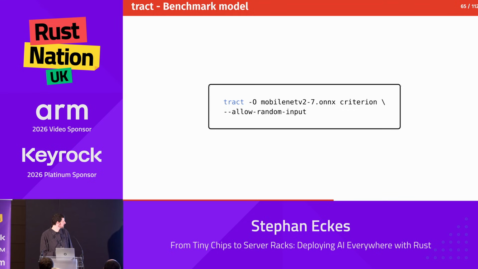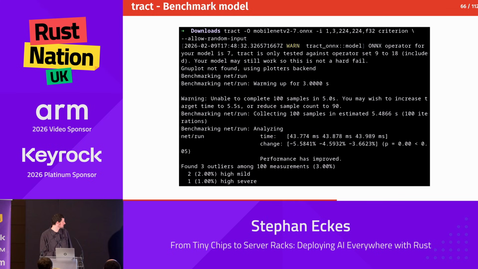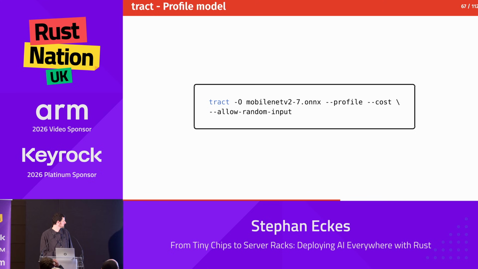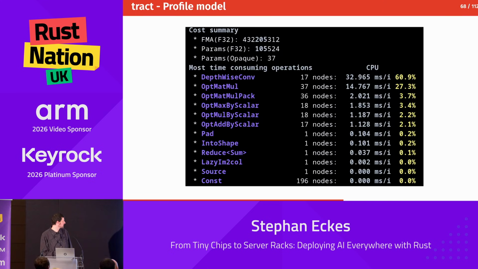With the criterion command, you can run the benchmark, and then we will see, cool, it worked, and we have an inference time of 43 milliseconds for MobileNet v2 on the CPU. And with the profile cost command, you can even see the distribution here, which layer takes up the most time. So here we see 60% of the time is on the depthwise conv. So then it would make sense to optimize this layer if you want to speed it up.